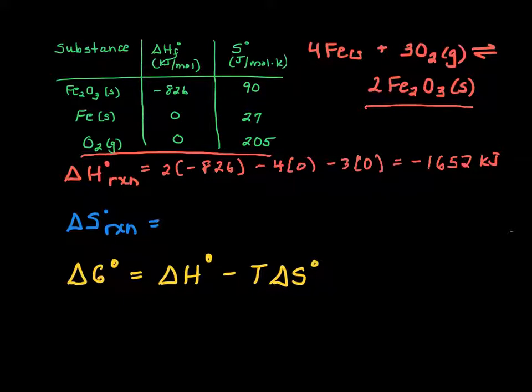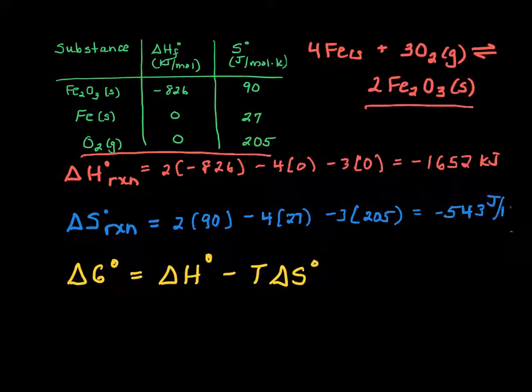For delta S, we're going to do 2 times 90 minus 4 times 27 minus 3 times 205, and that's going to give us minus 543 joules per Kelvin. So keep in mind, one of these is in kilojoules and one of these is in joules.